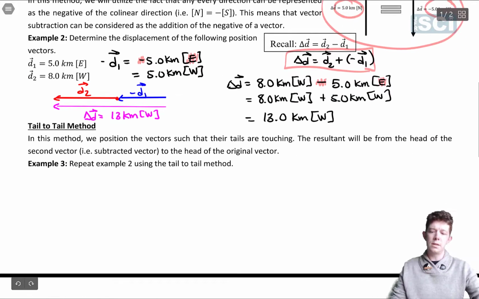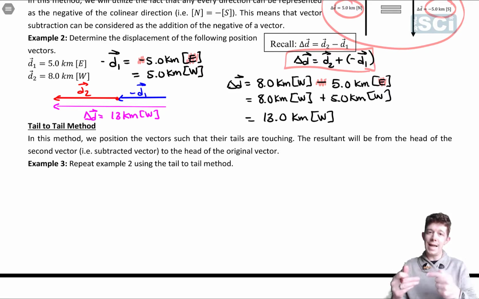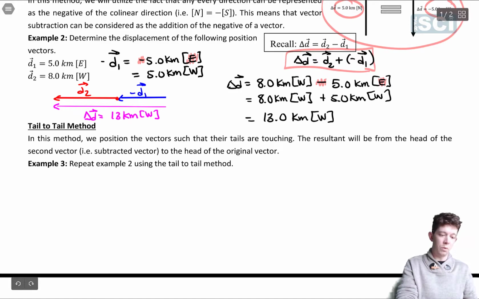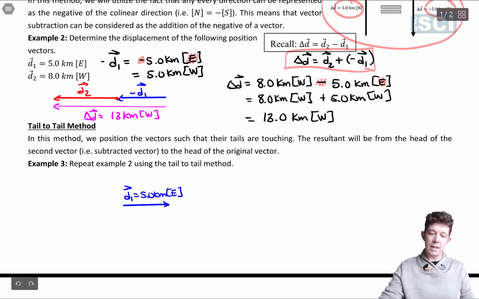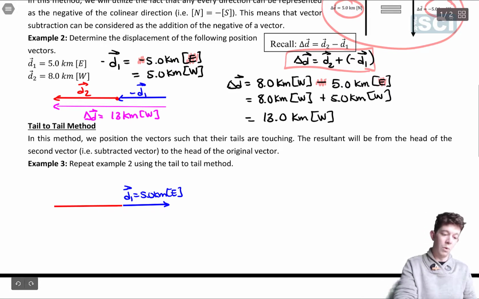Okay, so the tail to tail method is very similar, except that instead of putting my vectors head to tail, I'm putting them tail to tail, and I don't have to worry about flipping any vectors. So visually, what I mean by that: my first vector was D1, going east, with a length of 5 kilometers east. And then my second vector, I'm going to add straight to the tail. We'll get them so that they are exactly on the tails. There it is. This is going to be 8 kilometers west.